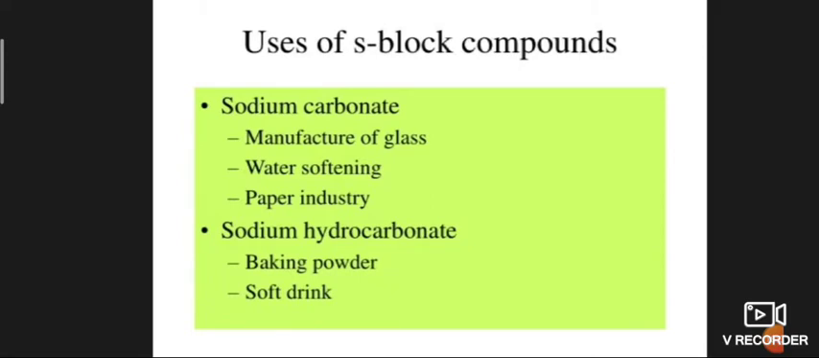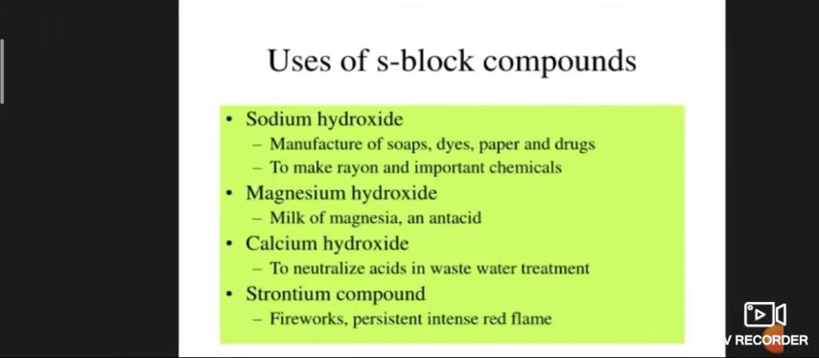These are the uses of s block elements. They are used to prepare magnesium hydroxide, sodium hydroxide, calcium hydroxide and strontium compounds. Here we are completing the s block elements. Refer to your textbook and learn all these trends of s block elements.